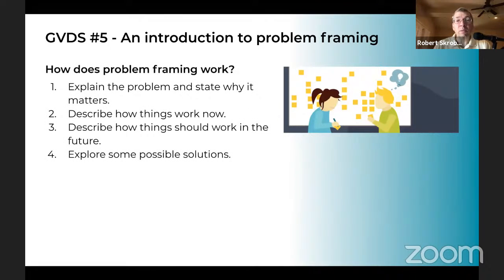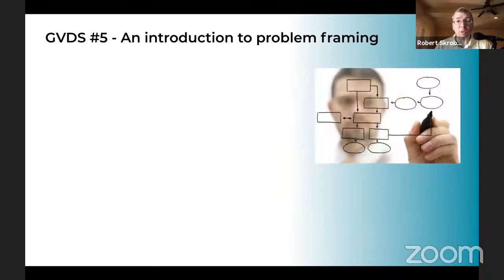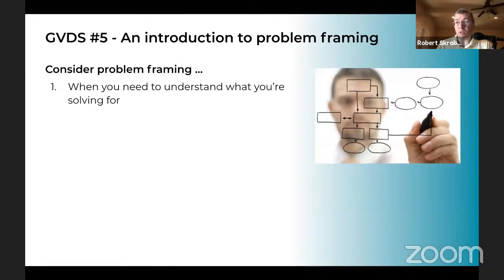So basically, problem framing starts with explaining the problem and stating why it matters. So giving the rationale, the why. Then you get into how things are working currently, like what's going on, what is the current state of affairs, what are users doing, what are they experiencing? And then you get into how things should work in the future. What should be an ideal state for these particular users or customers? And then from there, once you define both current state and future state, you start ideating for some solutions.